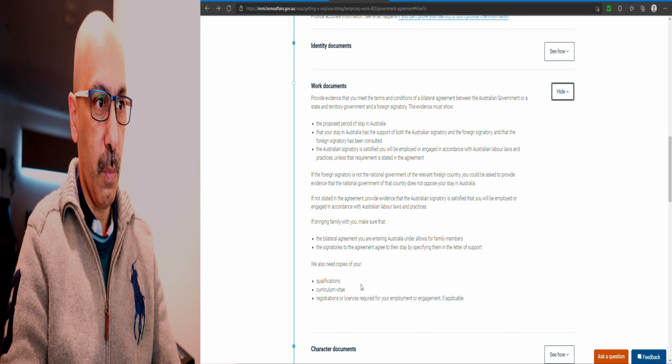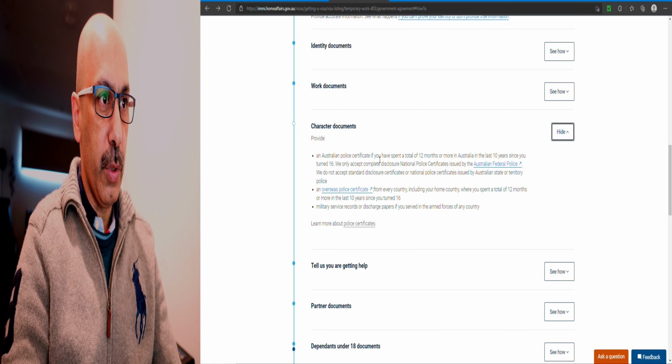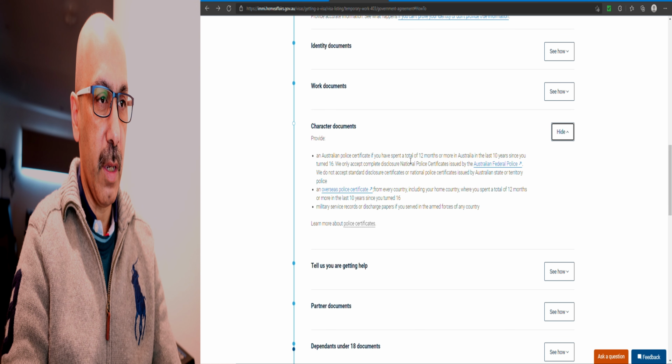We also need copies of your qualification, CV, curriculum vitae, registration or license required for your employment or engagement, if applicable. Character documents: an Australian police certificate if you have spent a total of 12 months or more in Australia in the last 10 years since you turned 16. We only accept complete disclosure national police certificate issued by Australian Federal Police.